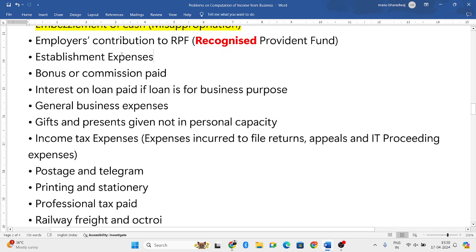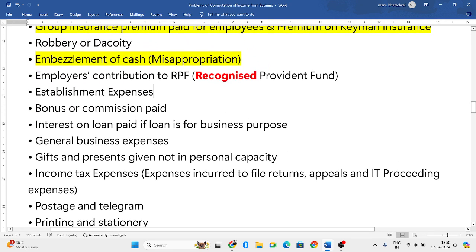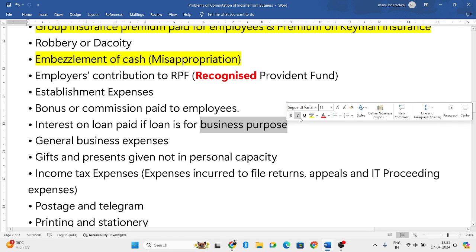Next, establishment expenses. So you are establishing a new unit in your organization. Of course, for that you incur certain expenses, and that is also considered as allowable expenses. Bonus or commission paid to employees. So for your employees, if you are paying any bonus or commission, that can also be considered as admissible expenses. Next, interest on loan paid if the loan is for business purpose. This word is very important.